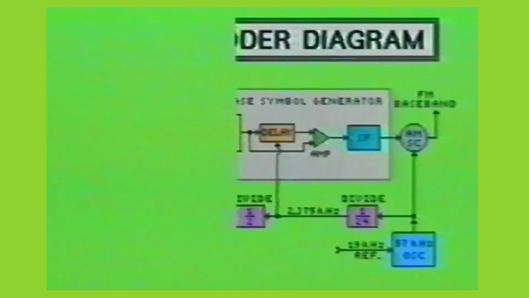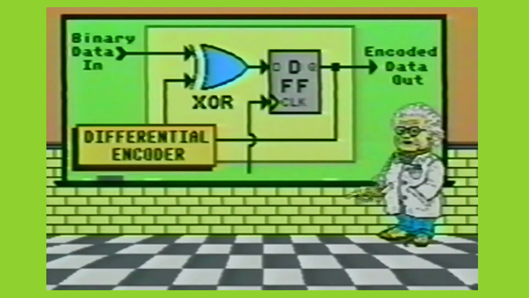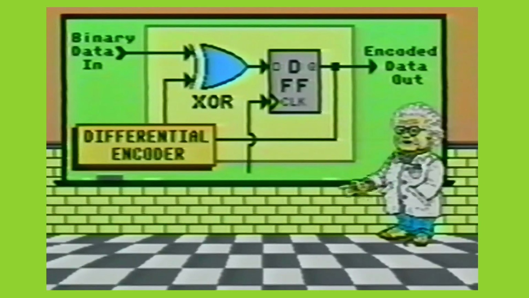We will now pause for a short review of the RBDS encoder before learning about the RBDS decoding process. The differential encoder processes the incoming data in such a way that either a normal or inverted phase relationship is used when decoding the RBDS data at the receiver.